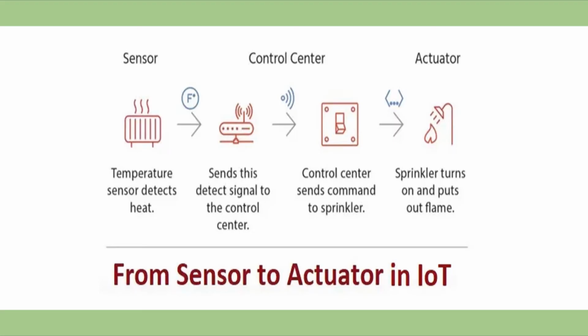Now, you can see in a small diagram I have given how the sensor to actuators works in IoT. So, first one is a temperature sensor and it detects the heat or the temperature in the environment. Then it sends the signal to the control center. In the control center, we analyze and it sends the command to the sprinkler to sprinkle the water, and again it goes to the sprinkler. Sprinkler is basically the physical device which turns on and puts out the flame. So, from sensor to actuators, how it is working, that as an example has been given in this diagram.